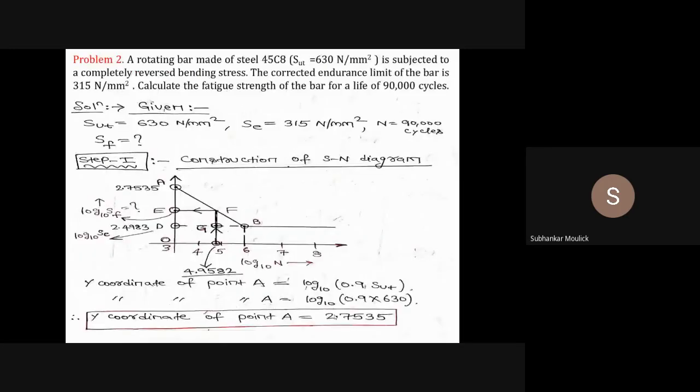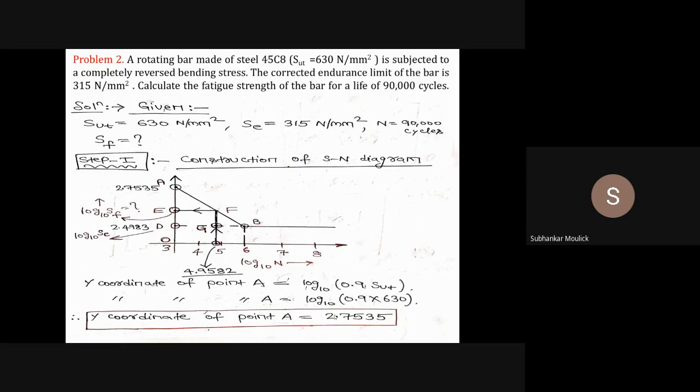Okay, let us read this problem. The problem tells you that a rotating bar made of steel 45C8, SUT equal to 630 Newton per millimeter square, is subjected to a completely reversed bending stress. The corrected endurance limit of the bar is 315 Newton per millimeter square. Calculate the fatigue strength of the bar for a life of 90,000 cycles.